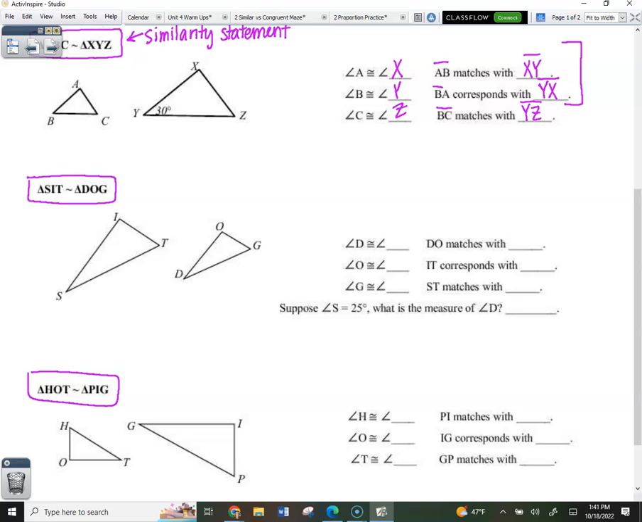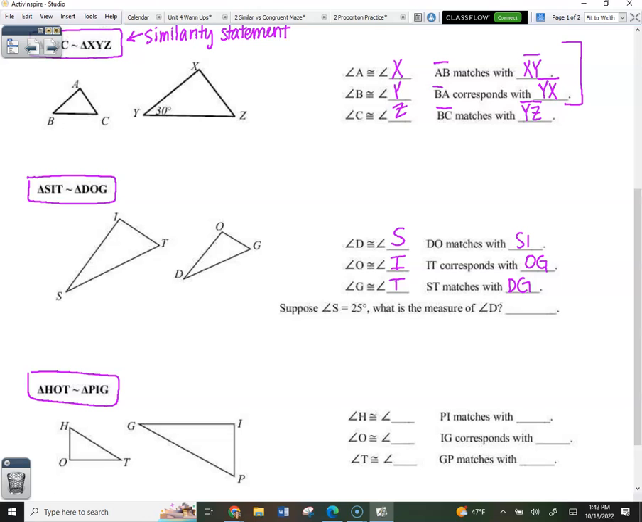Central bottom. Hannah, angle D is congruent to angle. Thank you. Trenton, angle O is congruent to angle. Good. Seth, angle G is congruent to angle. Very good. Ryan, side DO matches with. That's I. Thank you. Cade, IT matches with. Oh, gee. Very good. Jolie, ST matches with. Very good.